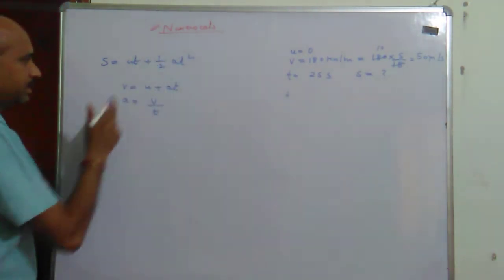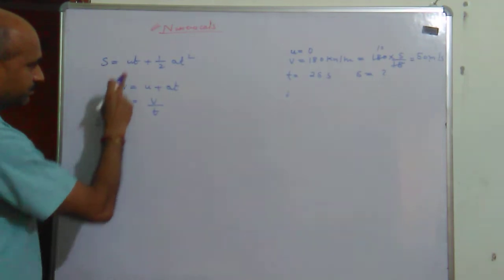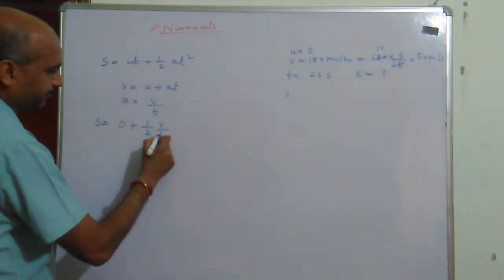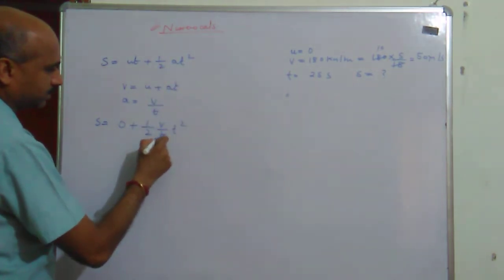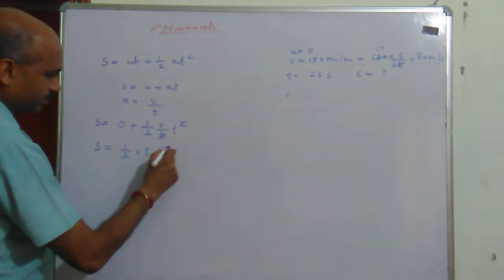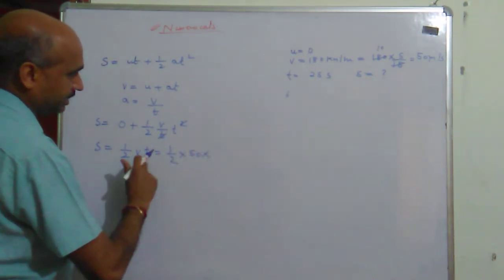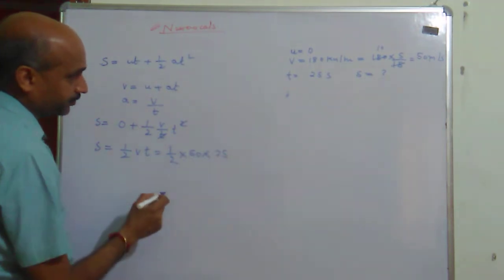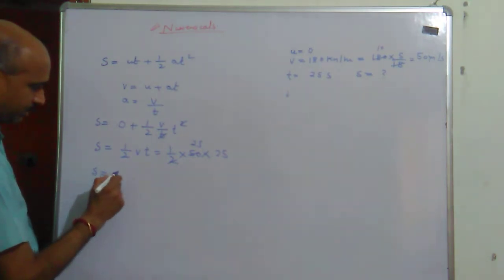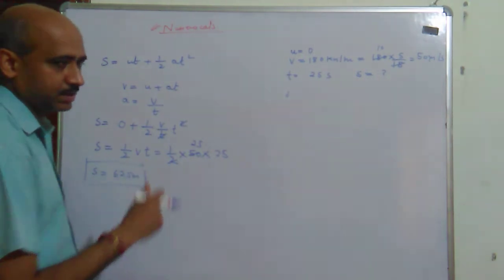So now put this value in place of a here. s equals ut, and this part will become 0 because the initial velocity is 0. Plus half a, that means v upon t, and t square. So this t gets cancelled. So s equals half vt. The value of v is given to us, it is 50. The time is 25 seconds. So we get s equals 625 meters. This is the distance covered by the car in 25 seconds.